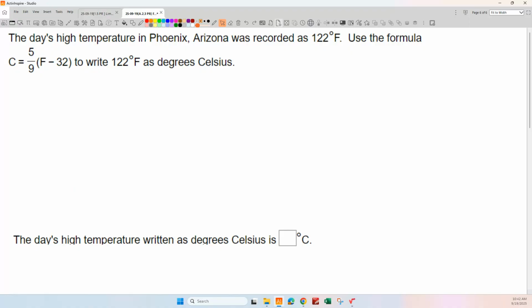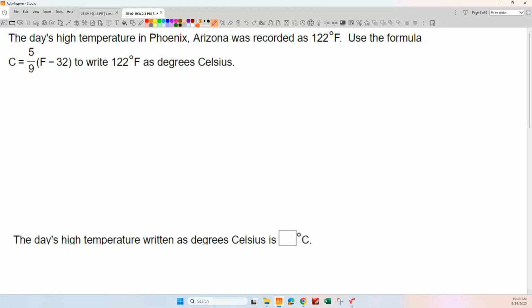So what do they want us to calculate here? Day's high temperature in Phoenix, Arizona was recorded as 122 degrees Fahrenheit. They want us to calculate that temperature in degrees Celsius. So what do we do? Okay, just plug in 122 for F, right?